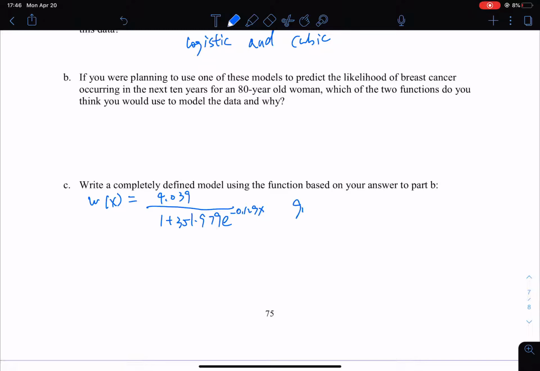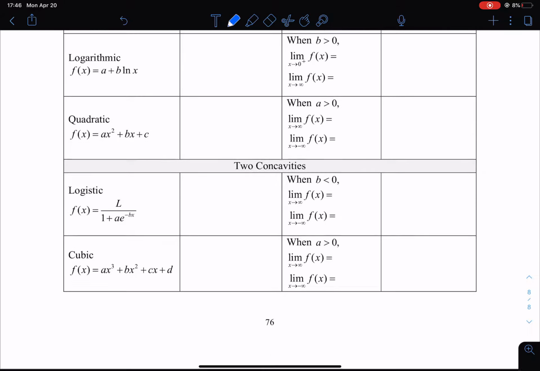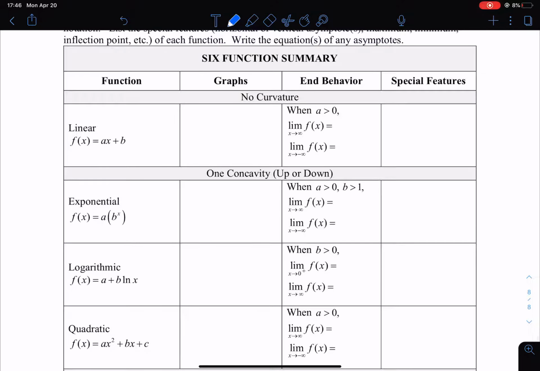This one gives the unit as percent. This is the cubic function, and the last page of the cubic function is actually the summary of the 6 functions. So I think most of you have them filled in. This is a table for you to prepare for the exam. Make sure you know how to draw the graphs and the special features.